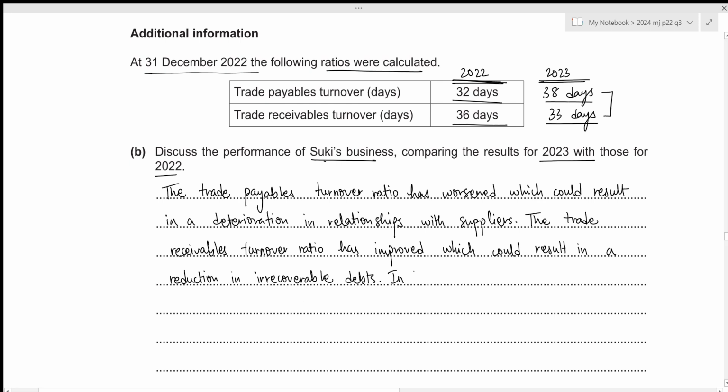So in the year 2023, credit customers pay more quickly than the payments made to credit suppliers.